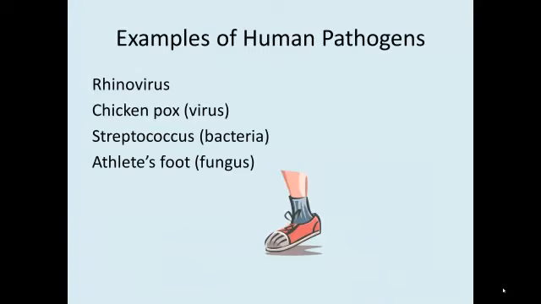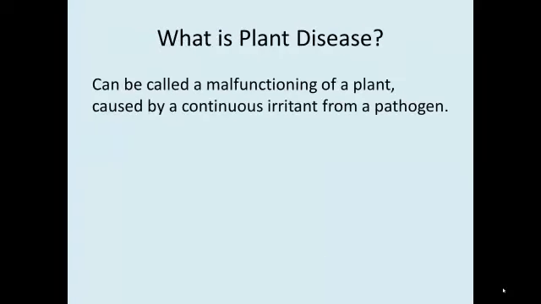Examples that we're familiar with of human pathogens: rhinovirus, chickenpox is another kind of virus disease. Colds and the flu are caused by viruses. Streptococcus causes a lot of different infections. That's a bacterium. And athlete's foot is a fungus. In humans, the fungi are the hardest to fight off because they're much closer to humans than the rest of them, so it's difficult to kill them without killing us.